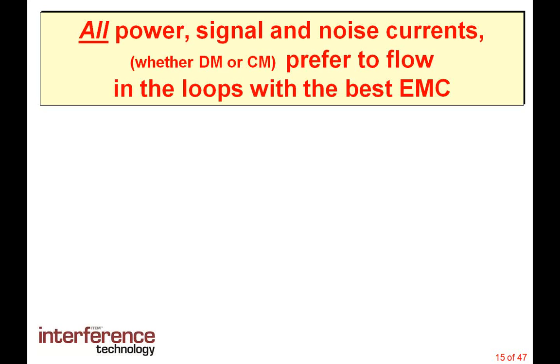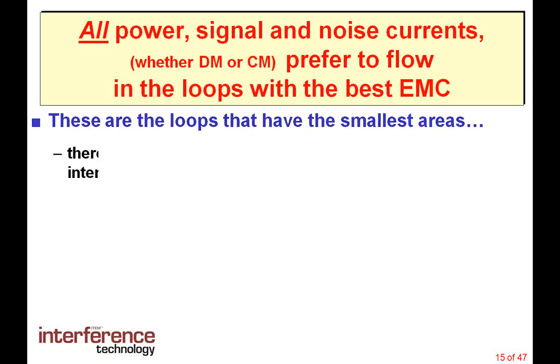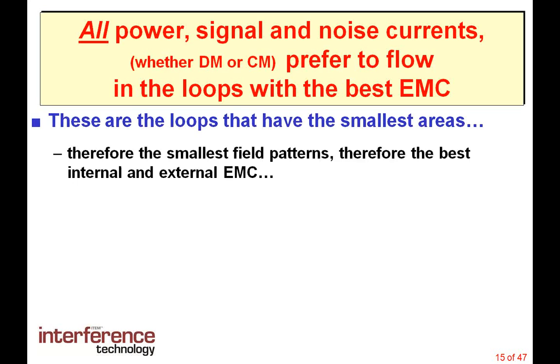Great. So, as I said, here we have our first Maxwell equation. It's the only one we're going to use, actually. It's Faraday's law of electromagnetic induction. And what it tells us in engineering terms is that all currents, whether they're power, signals, or noise, whether they're differential mode or common mode, which we'll talk about in a minute, prefer to flow in the loops with the best EMC. Actually, that's not quite how Faraday would have put it. He would have said they flow in the loops that have the smallest areas and hence the least impedance, the lowest impedance.